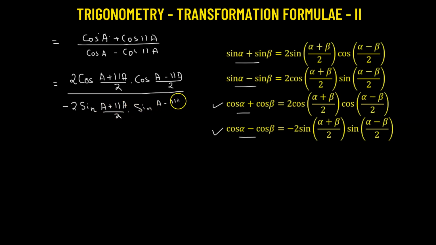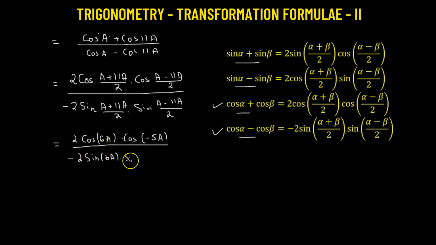So this is going to give us 2 times cosine of angle, so a plus 11a, that's 12a. 12a over 2 is going to be 6a. Multiplied to cosine of angle, we have a minus 11a, so that's negative 10a. The negative 10a divided by 2 is negative 5a. Whole divided by negative 2 times sine of angle 6a multiplied to sine of angle negative 5a.